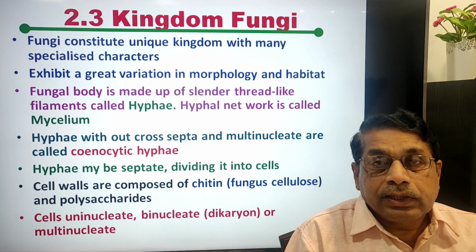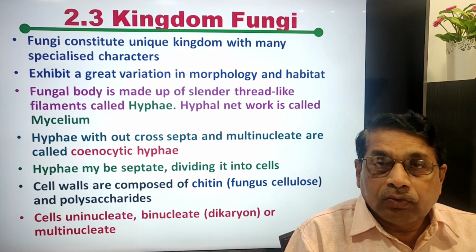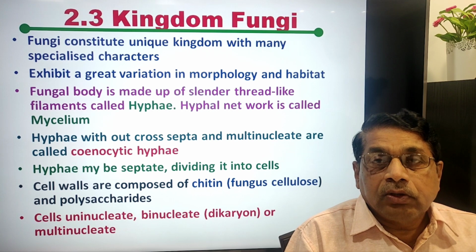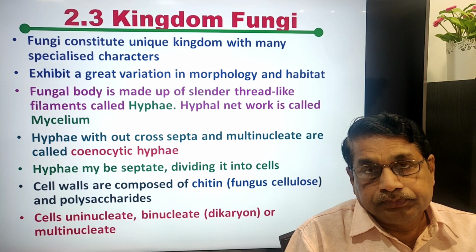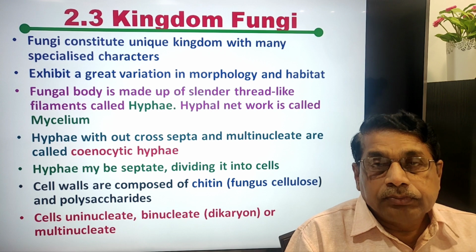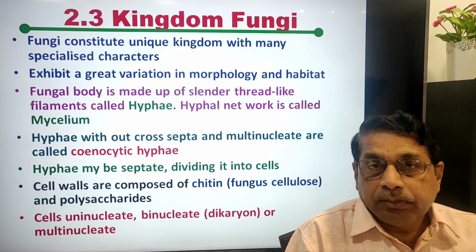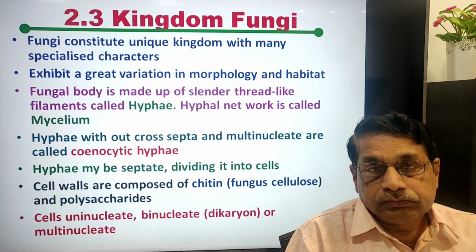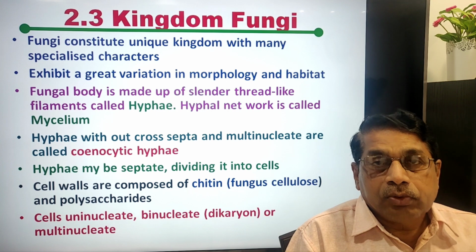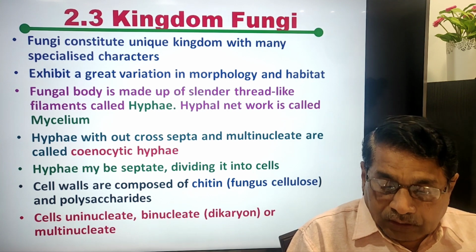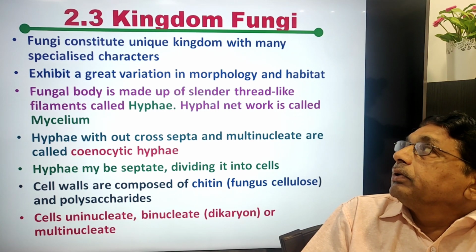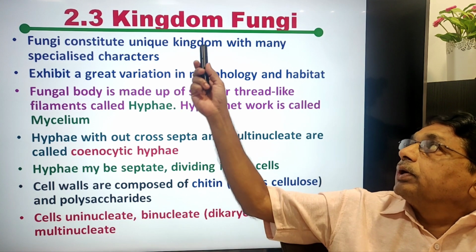As we have discussed earlier, we know well that R.H. Whittaker classified all the living organisms into 5 kingdoms. What are they? Monera, Protista, Plantae, Animalia, Fungi. In earlier classes, we tried to understand the characteristics of Monera and Protista. In today's class, let us try to understand the characteristics of the kingdom Fungi.